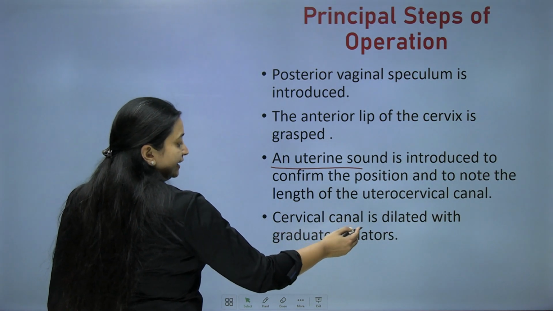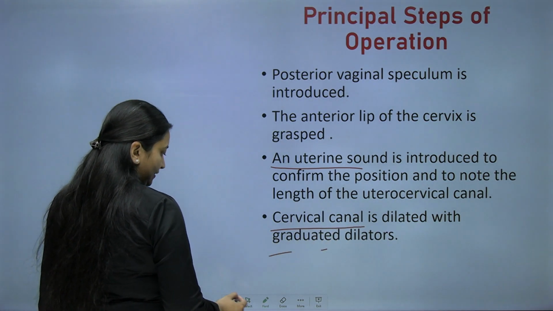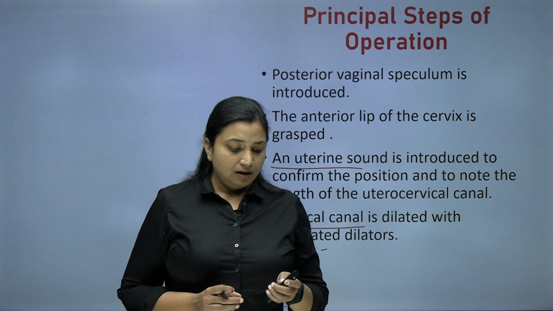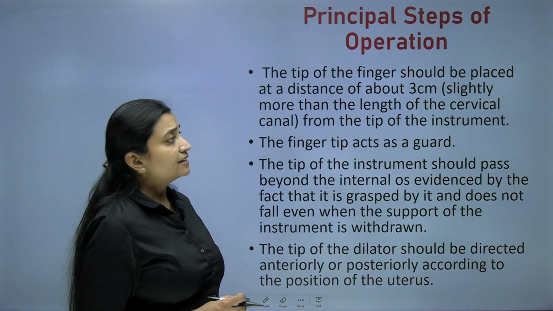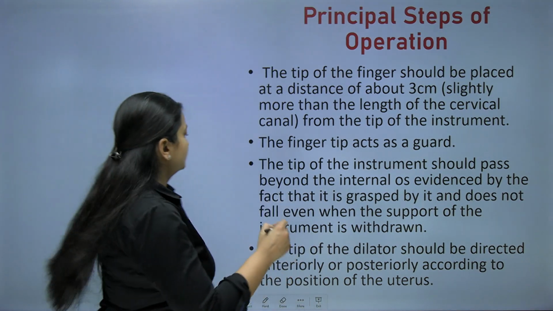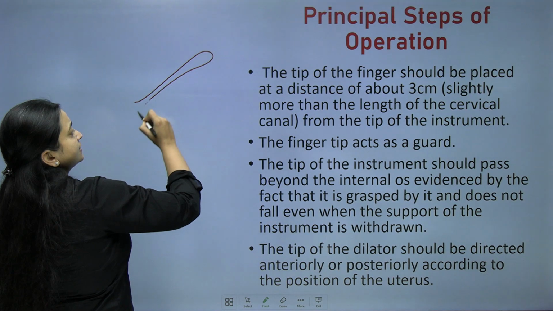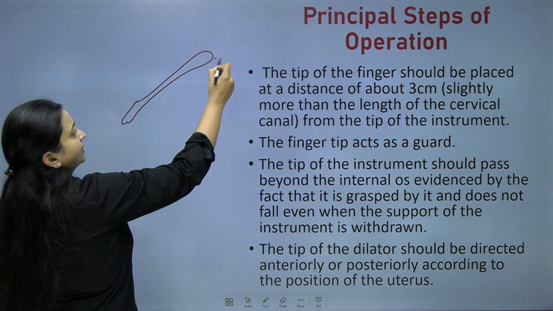Cervical canal is dilated with graduated dilators. What does that mean? That means that we have a dilator in hand. Earlier we studied the Hegar's dilator, right? Hegar's dilators are available in different sizes. So it is like a curved instrument with a blunt tip.